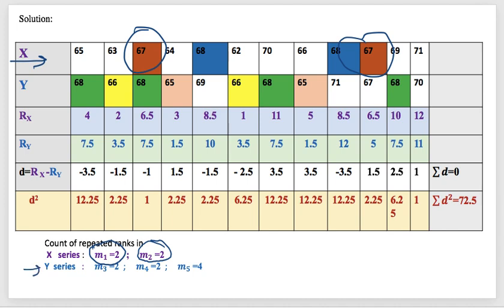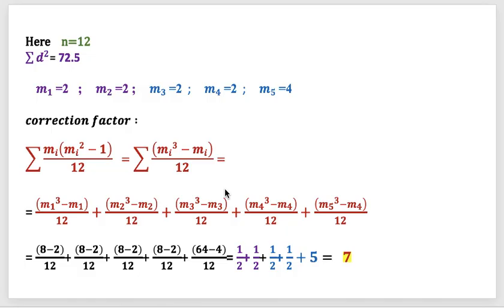Y series has 3 cases. The first case is double entries, which is 65, and then 66 also has double entries, which is 2, and then we faced a 68, which is 4 in count. So these m1, m2, m3, m4, m5 were the 5 instances for both x and y where we get a repeated rank. Now that will help us to find a correction factor.